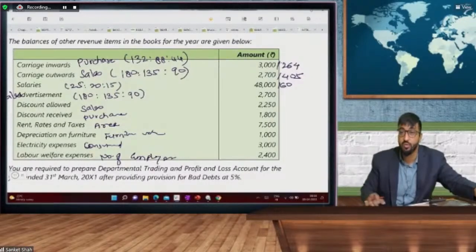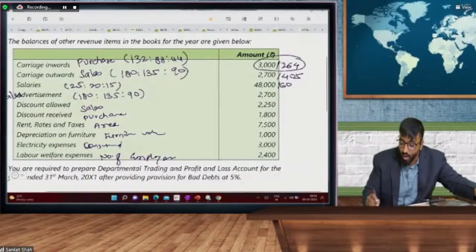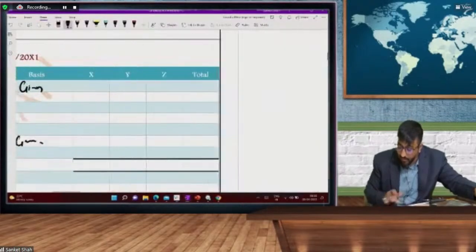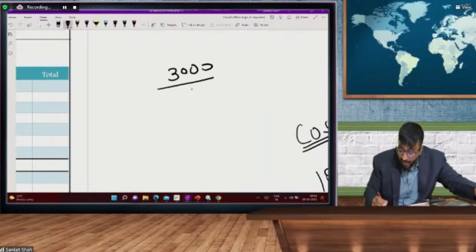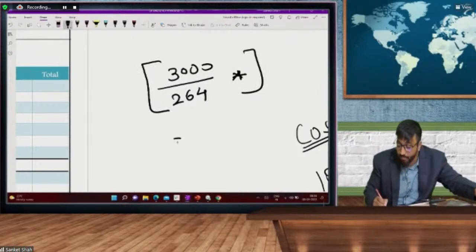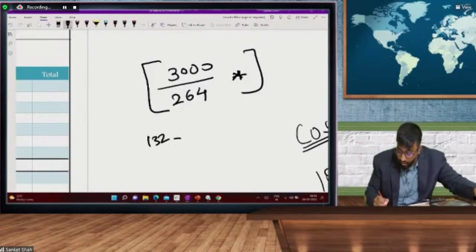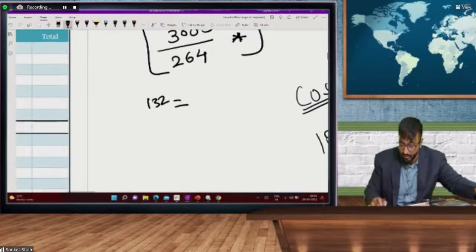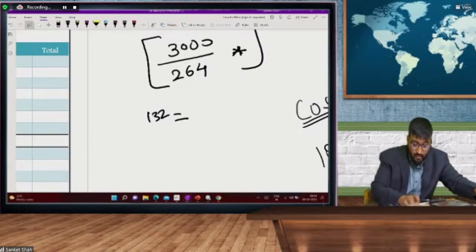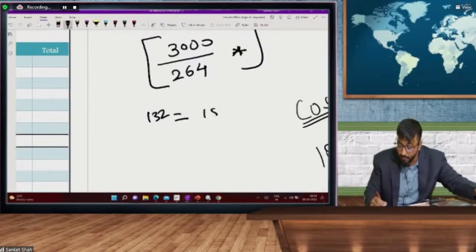Now what is the shortcut of calci? So beta, on calci you will take 3000 divided by 264 into, now this is in the memory of calci, okay, into, and now what you have to press? 132 is equal to. So just 132 is equal to, and you will get the answer. Second one. So see, 3000 divided by 264 into 132. So answer is 1499.99. So beta, this is 1500.